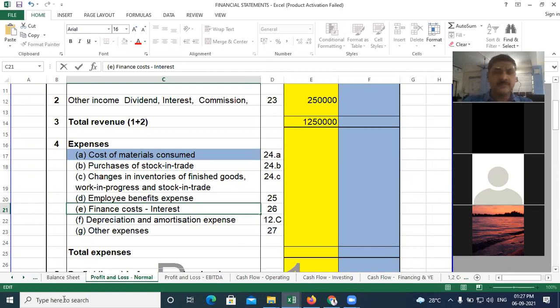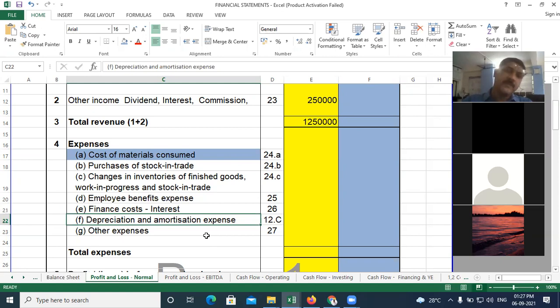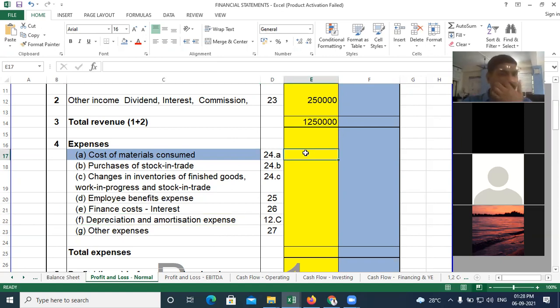Next one. What is the next one? Depreciation and amortization expenses. Yes. Can you tell me what is depreciation? Any rough idea? The decrease in value of a fixed asset due to wear and tear. Very good. It's called depreciation.